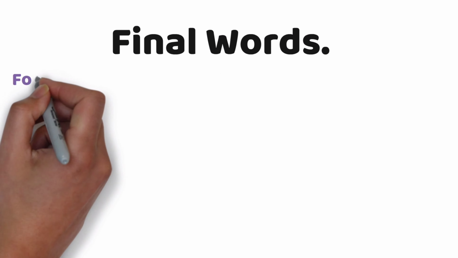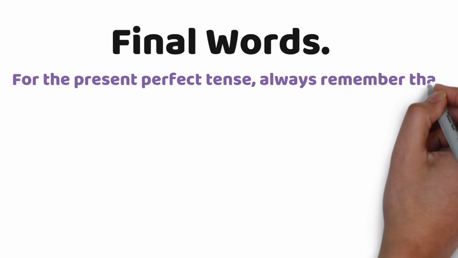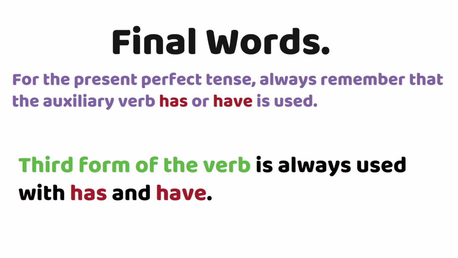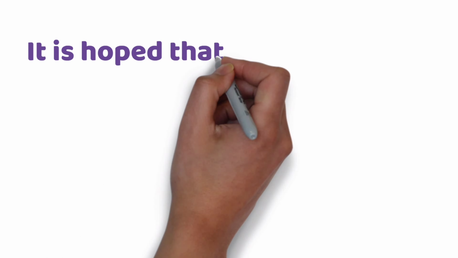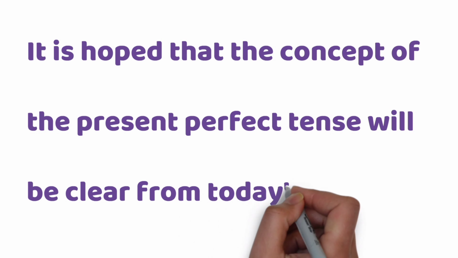Final words. For the present perfect tense, always remember that the auxiliary verb has or have is used. Third form of the verb is always used with has and have. It is hoped that the concept of the present perfect tense will be clear from today's video.